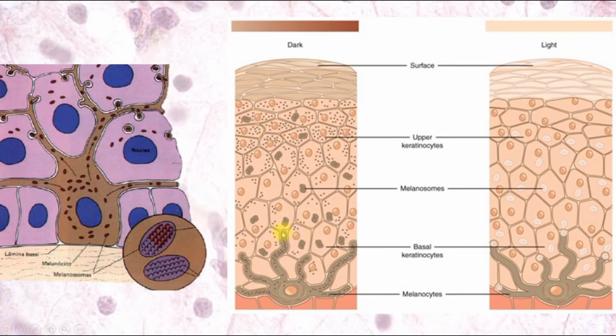And here we can see dark and light skin, and in dark skin we can see that there are more numerous granules of melanin which are uptaken by keratinocytes. In light skin we can see that number of melanocytes is almost the same as in this case, but amount of melanin is smaller than in this case.